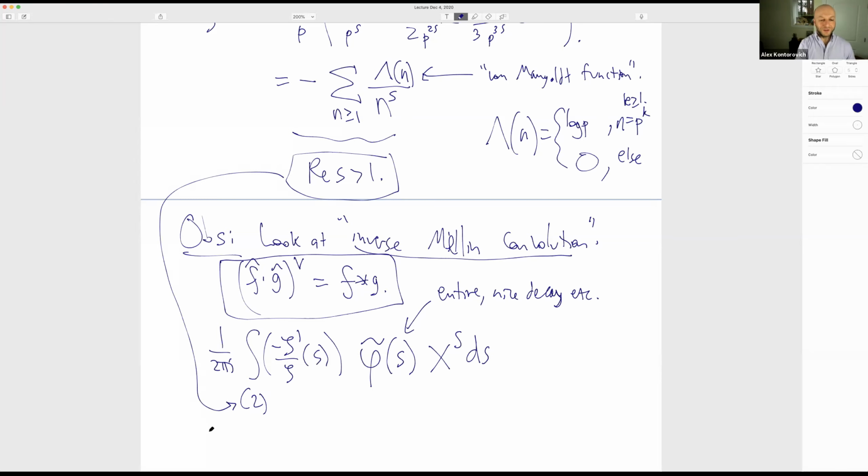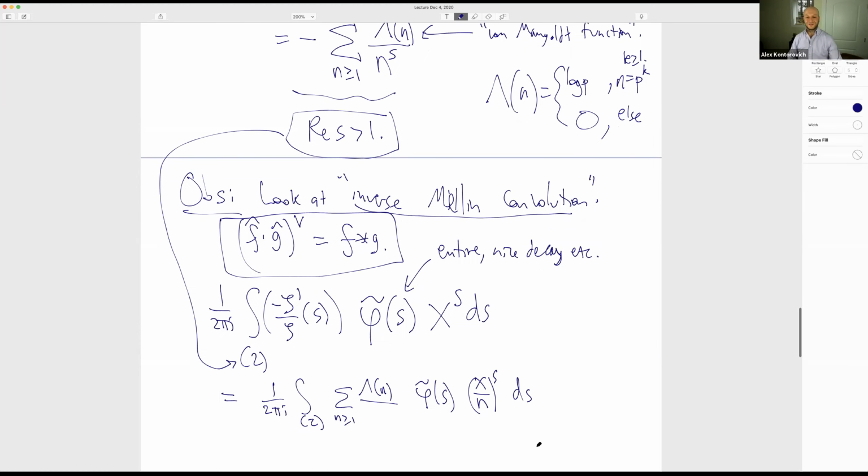So we can put in the definition. By the definition, we have 1 over 2 pi i, integral over a vertical line at 2, a summation over the positive integers of the von Mangoldt function, which is log p on the prime powers and 0 elsewhere, over n to the s, times phi ds. Do you buy that?